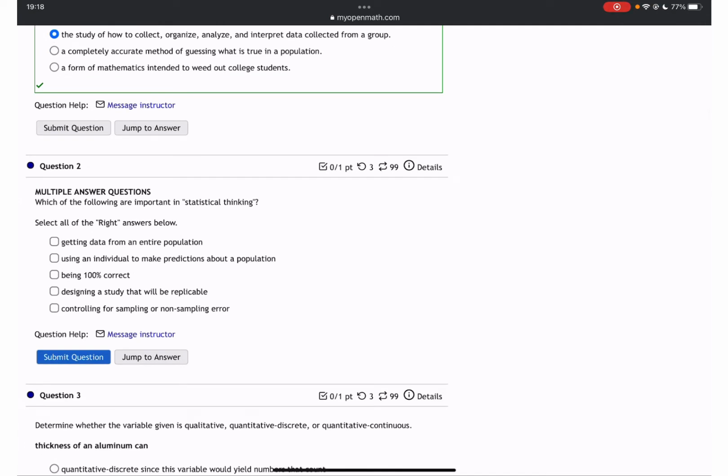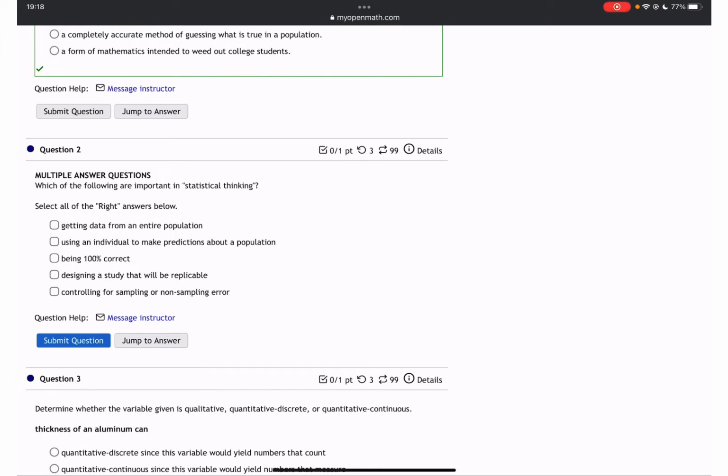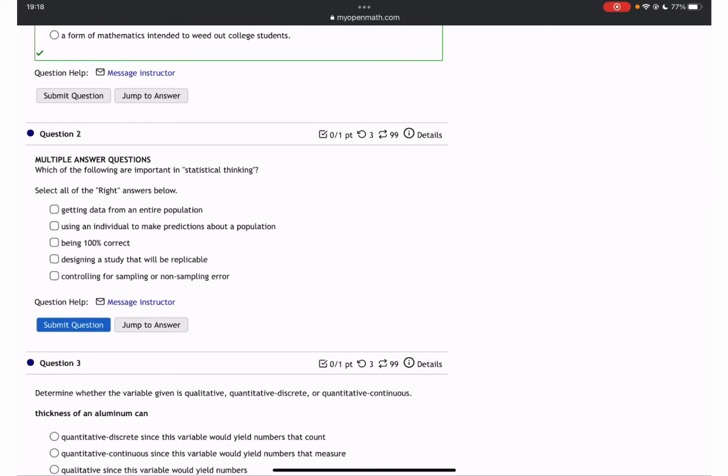Which of the following are important in statistical thinking? So first one, getting data from entire population. Yes, it is important, of course. Using an individual to make prediction about population. You don't use one individual. It's going to be entire sample about population, meaning a group from population, because you cannot test the entire population. It can be too large.